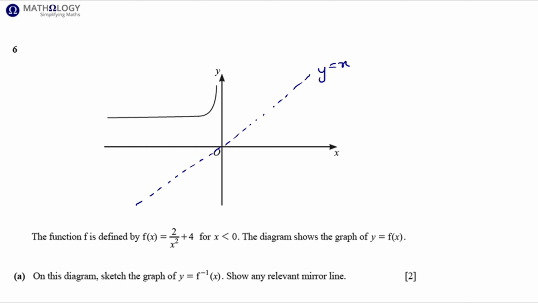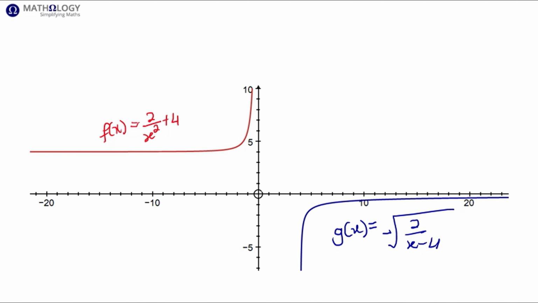Now we don't really need any of the points, we just have to try and sketch this to the best of our ability. So the function will look something like that. The inverse of the function f of x equals 2 over x squared plus 4 for x being less than 0 is the function g of x equals minus the square root of 2 over x minus 4.